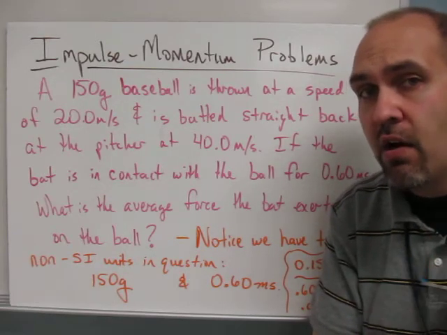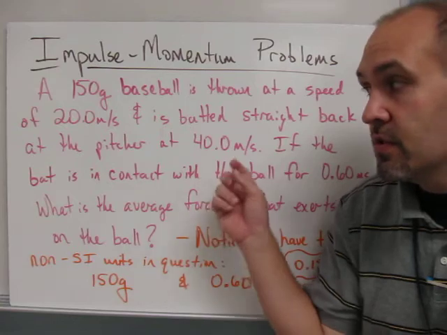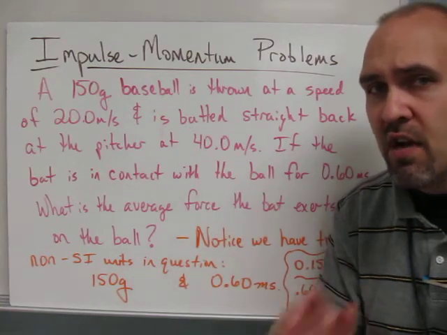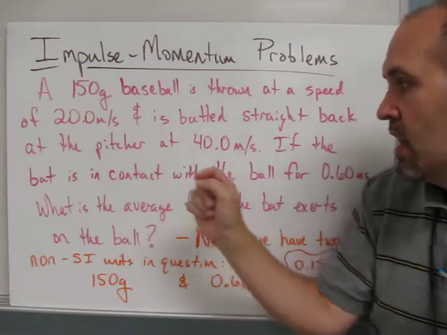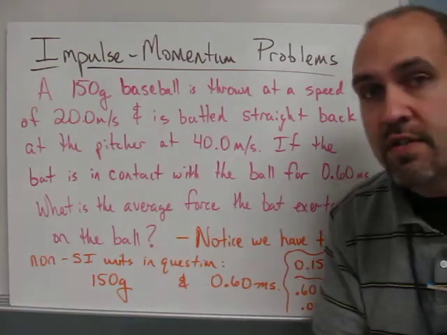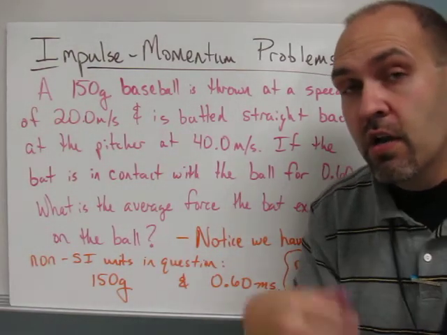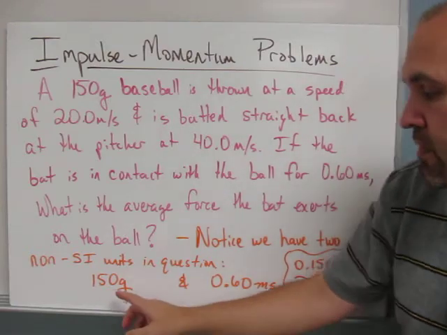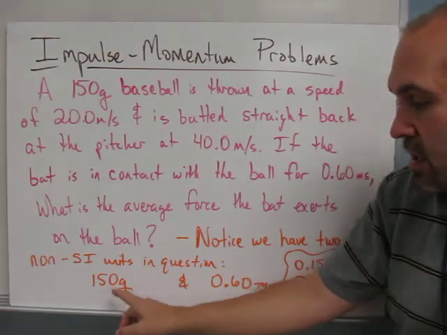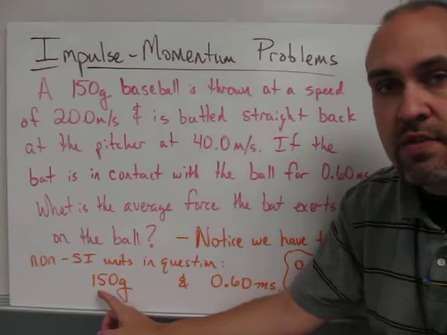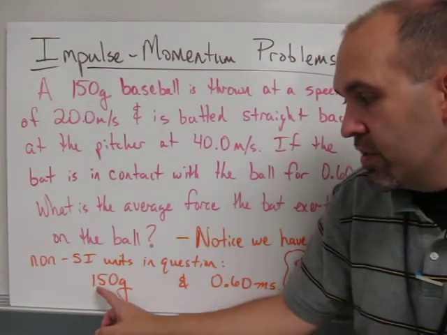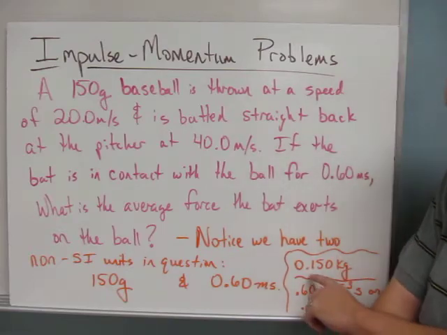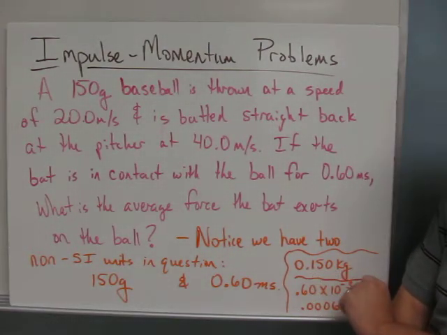First of all, I would point out that there are two numbers in this question that are not standard SI units. 150 grams, remember kilograms is the standard unit, and milliseconds is also non-standard. So you might want to think about converting those ahead of time. 150 grams into kilograms, well, that's less than 1,000 grams, so we just divide by 1,000 and get 0.150 kilograms.